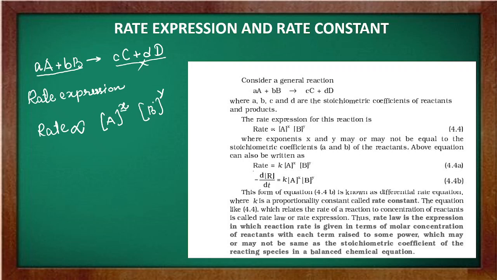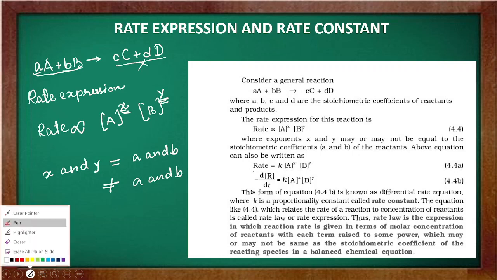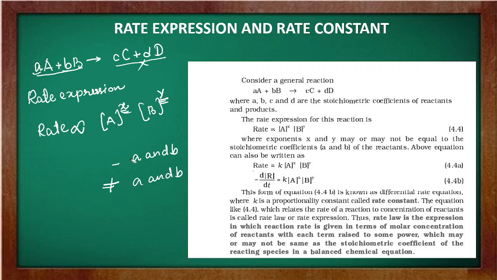Now what are these x and y? These x and y can be equal to a and b, or may not be equal to a and b. It is not necessary that x and y will be the same as a and b. So we wrote that rate is directly proportional to the concentration of your reactants. The first reactant is A and the second reactant is B, so we wrote concentration of A, concentration of B.